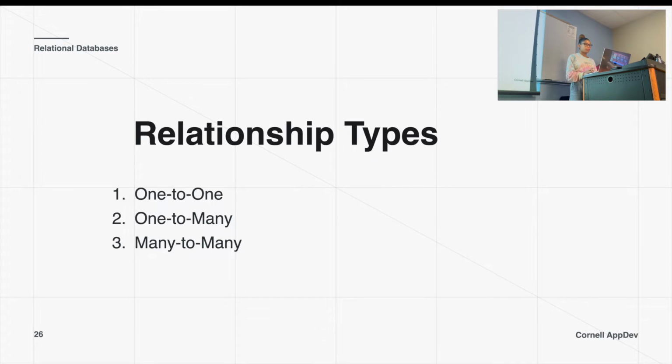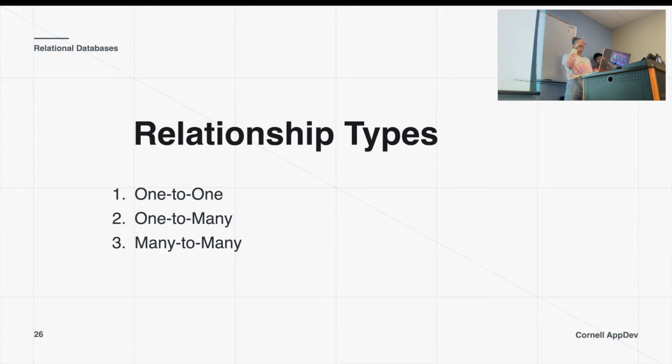Sorry, so there are three types of relationships. There's one-to-one, one-to-many, and many-to-many. The way I like to think about it, it's similar to the different kinds of functions. Remember in high school, you learned about a one-to-many function, a many-to-many function, and a one-to-one function. It's the same kind of relationship.